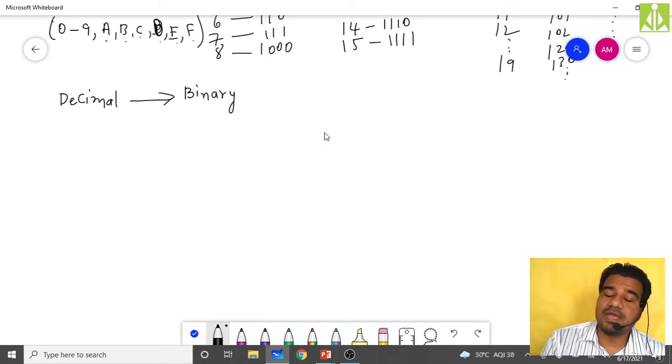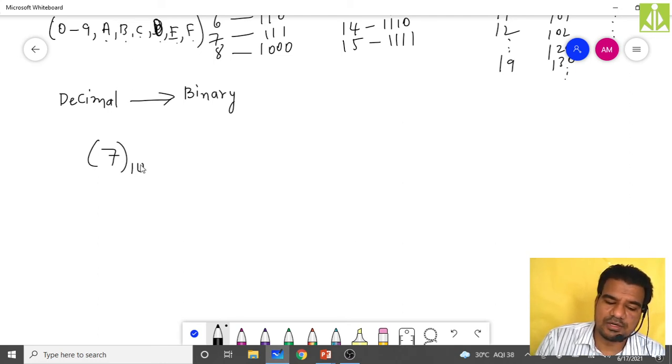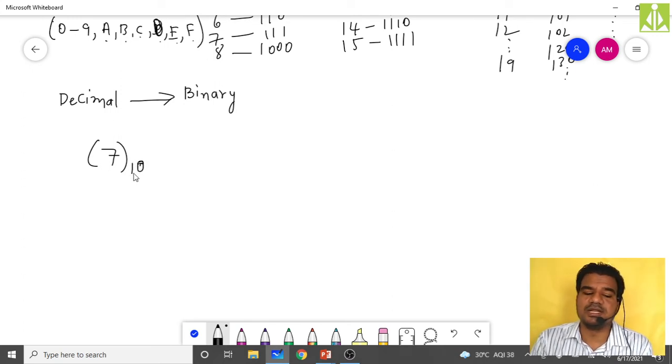When we are using mixed number types in our calculations, we take the base value to indicate that a particular number is in a particular number system format. Let us say I want to put the number 7 in decimal. Simply take brackets around the number and put the base value 10 over here. Now this 10 indicates that 7 is in decimal.